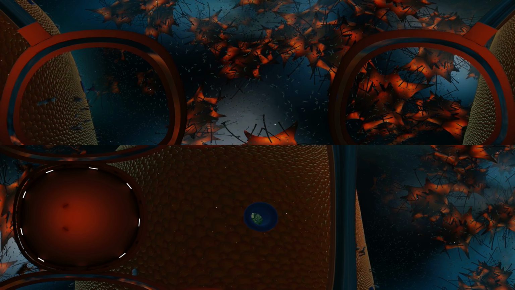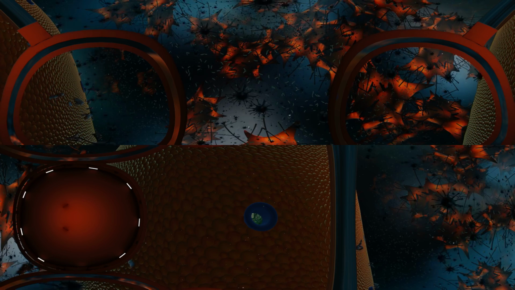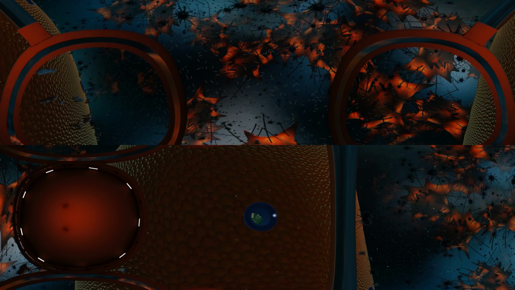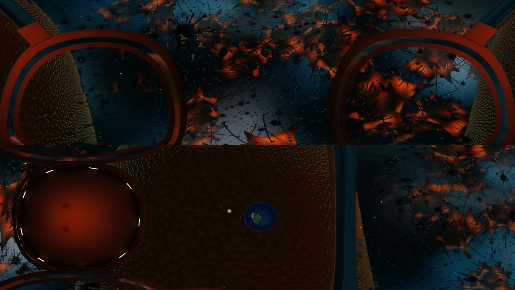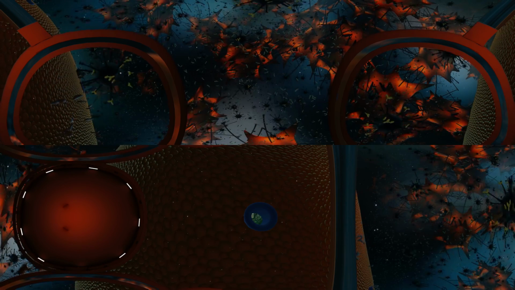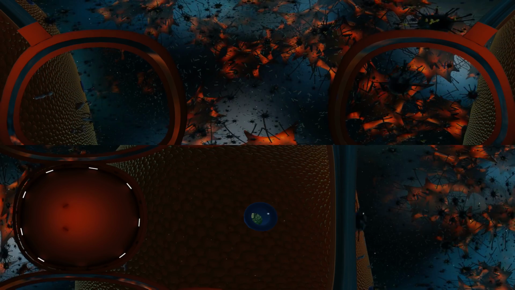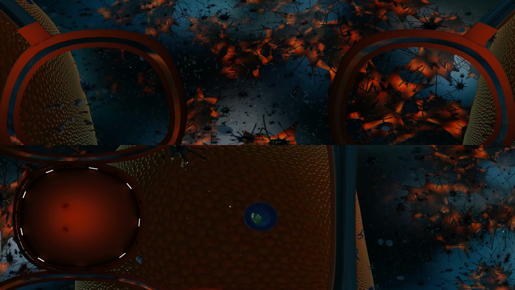Fortunately, a cloud of antibodies is stationed around the cell to protect it from viruses. The white blood cells consume the viruses as they are highlighted by the antibodies. Together, the antibodies and white blood cells form the front line of our immune system.